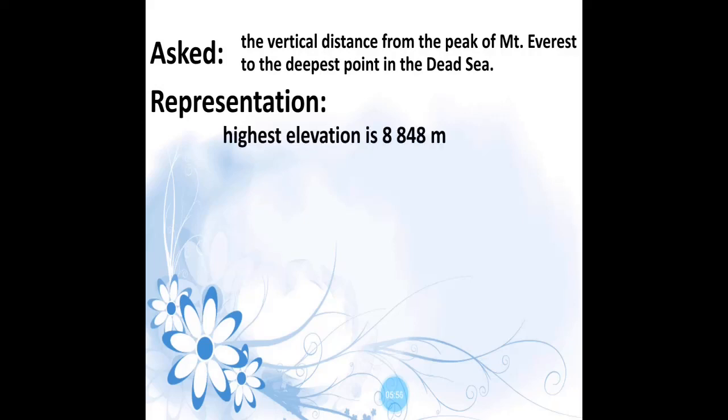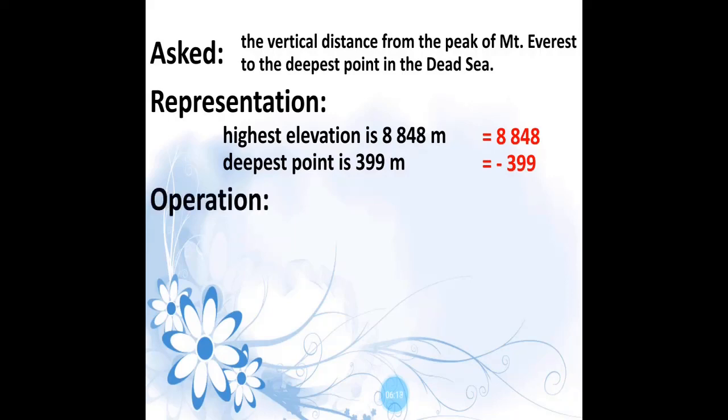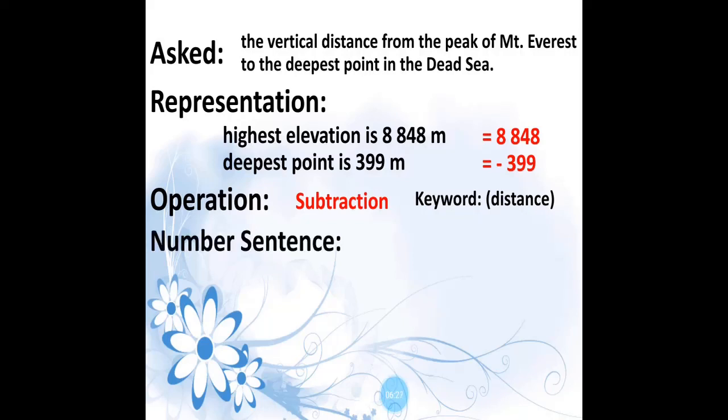What will be the representation? The highest elevation is 8,848 meters. So that would be positive 8,848. Deepest point is 399 meters. Therefore, that would become negative 399 because of the word deepest. Next, the operation to be used will be subtraction. Keyword: distance.